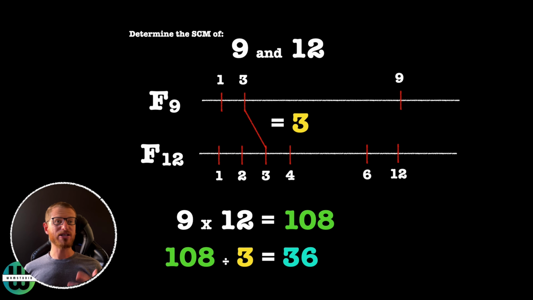And that's the gist of working out the greatest common factor, the smallest common multiple, and also the definitions of multiples, factors, and prime numbers.